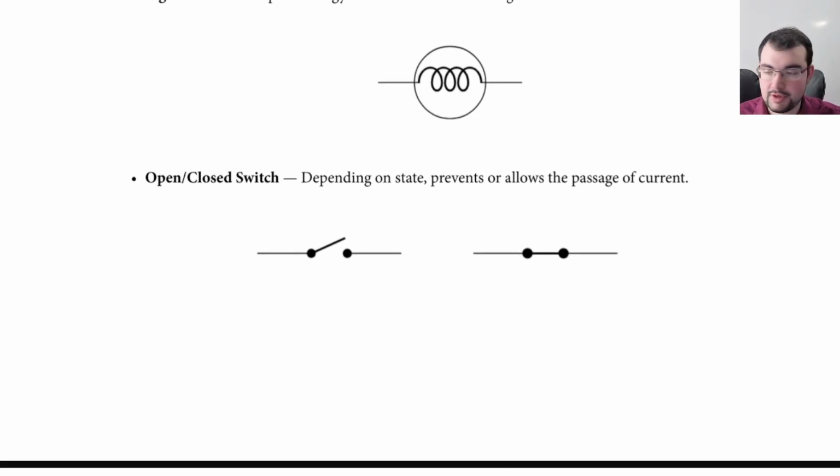And then a switch. This is either a path that you cannot go through if it is open, where no charge carriers can pass through, or if it's closed, all charge carriers can pass through.